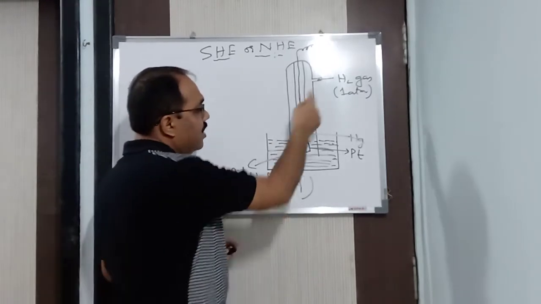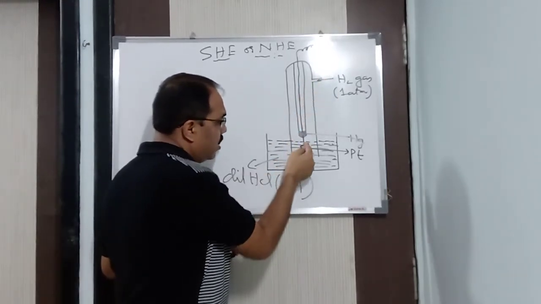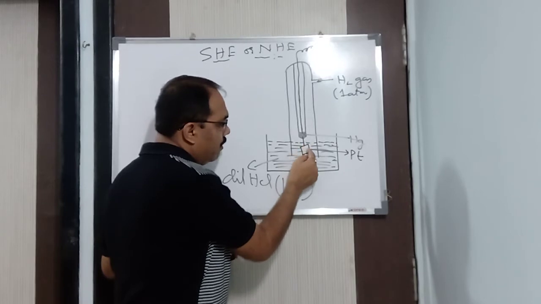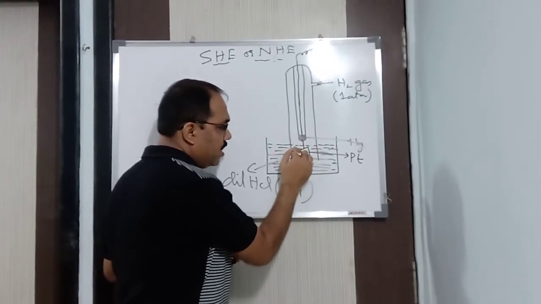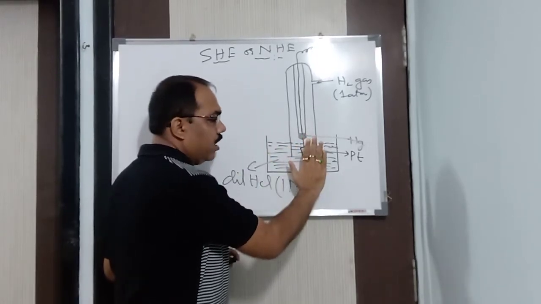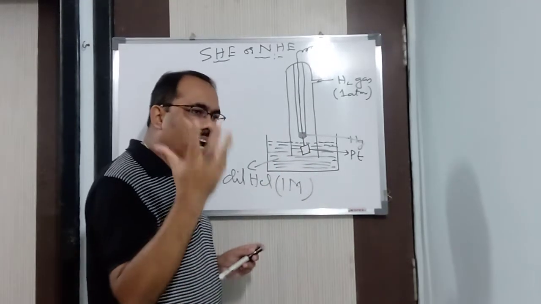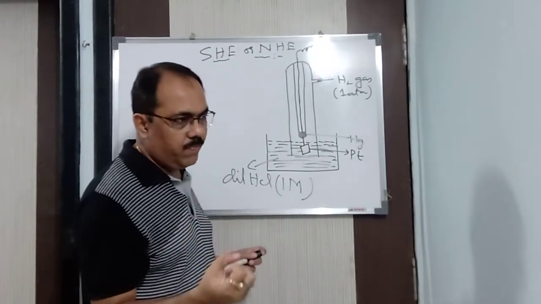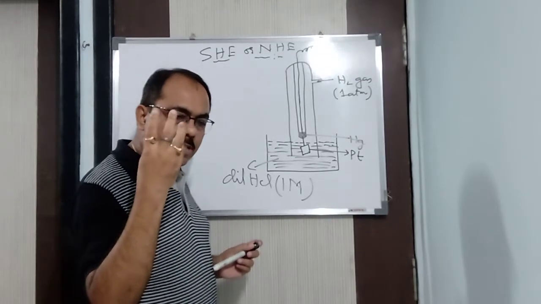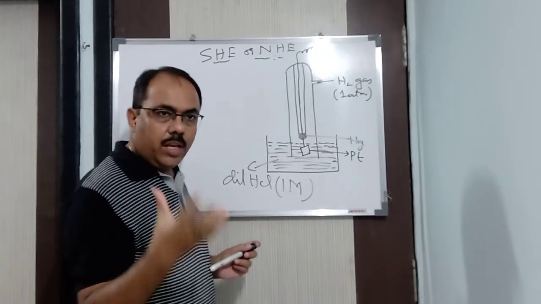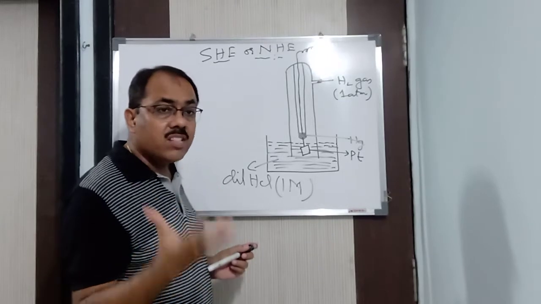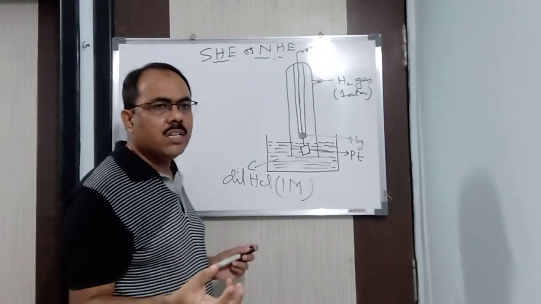Alright, clear what I said? We are going to pass the hydrogen gas through it. And here I have taken a block of platinum which is coated with platinized black. Why do we need to coat it? To increase the rate of adsorption of hydrogen gas, because smaller particles adsorb hydrogen gas faster than a solid one.